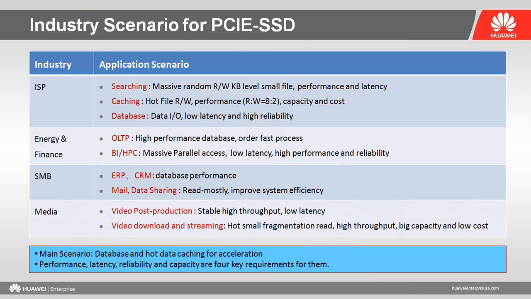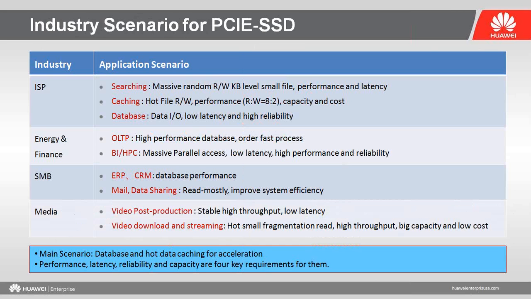This slide talks about the industries where you see these types of applications. Obviously for service providers, searching, caching, and databases are very, very important. What are the things we're addressing? Massive random read-writes, hot file read-writes, data I/O latency, and scalability in databases. In the energy and finance sector, online transaction performance, business intelligence systems, or high-performance compute in the case of oil and gas. And then in the SMB space, it's still the same thing: different applications, slightly different implementation, but the result is the same.